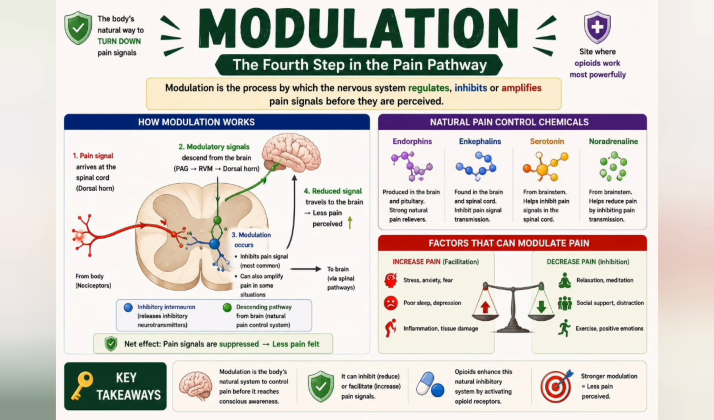Again, modulation is the fourth step in the pain pathway. It is the process by which the nervous system regulates, inhibits or amplifies the pain signals before they are perceived. How modulation works, we will see later on.